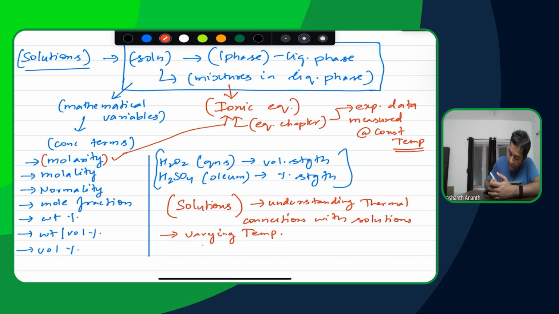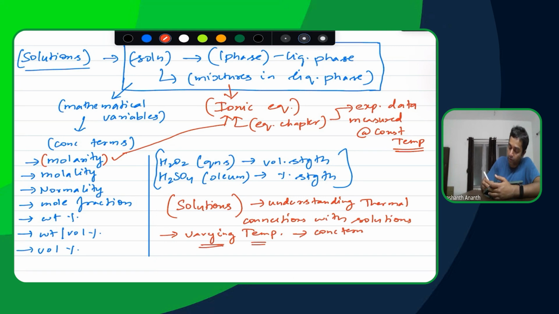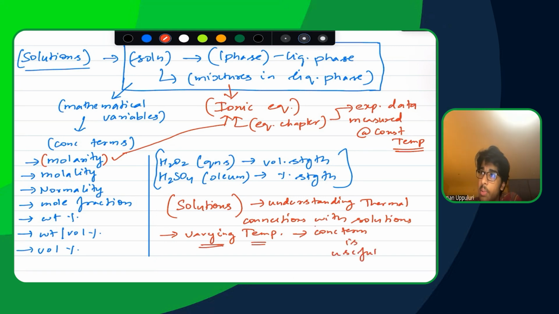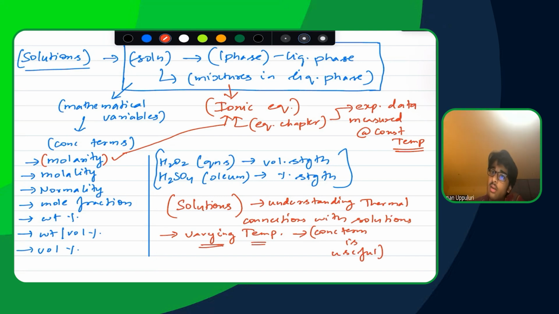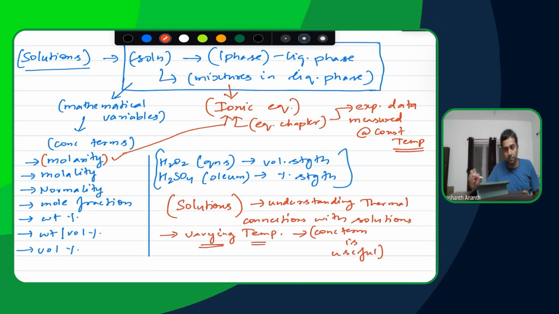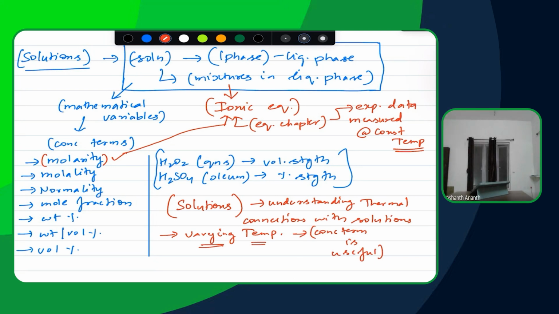So if we are varying temperature over here, then which property will be maintained constant? Which concentration term is useful now? Molarity. Molarity is what type? It is moles per liter. Liter of solution, volume of solution. Molarity, yes. So it deals with volume of solution.